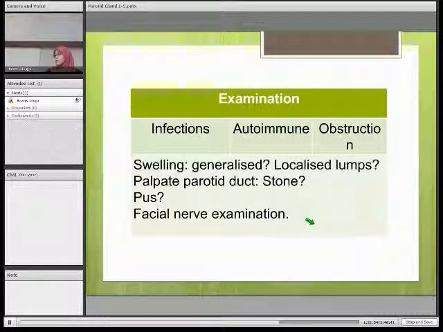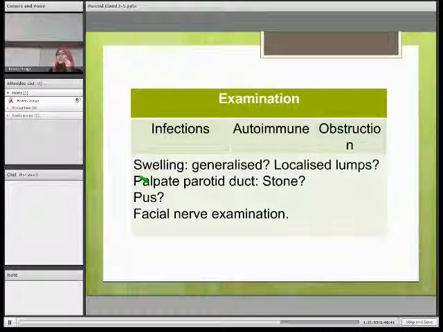So you can do a general examination, looking at the swelling to see if it's generalized or if it's localized. That would indicate a tumor. You would palpate for the parotid duct. You can do it on the patient, you can do it on yourself. You can clench your teeth and feel for the masseter muscle, and if you go anterior to it, you can feel the duct, and that is where you would expect to feel any stones, really.